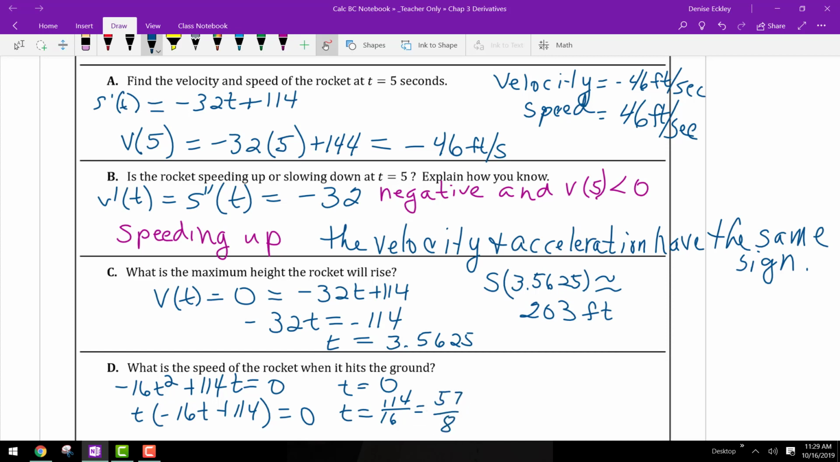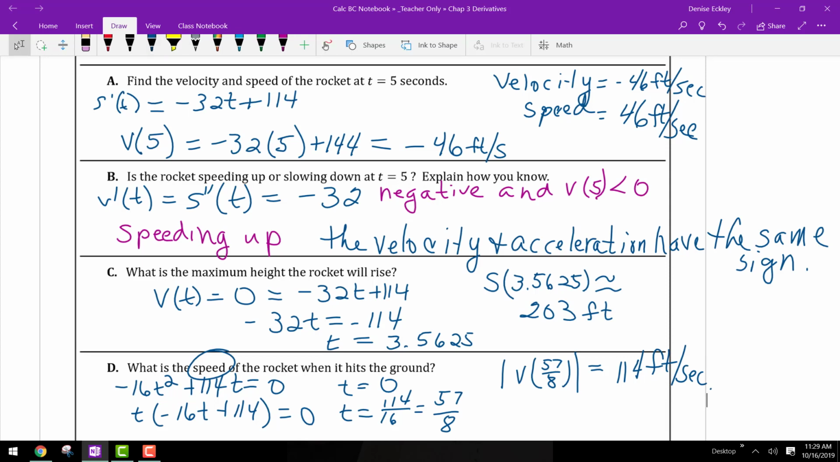And so then I want the speed, not the velocity. So I'm going to take the absolute value of the velocity function at 57 over 8 seconds. And when I do that, I'm going to get 114 feet per second.